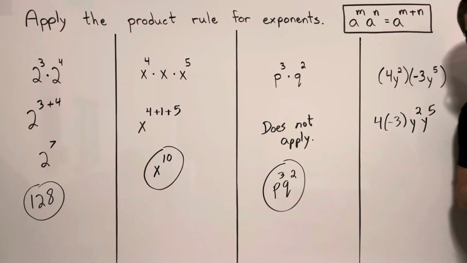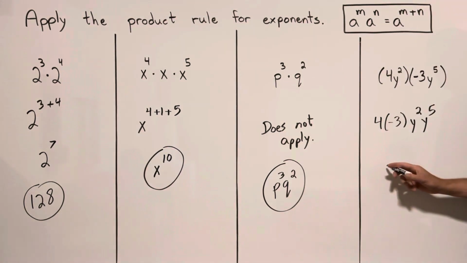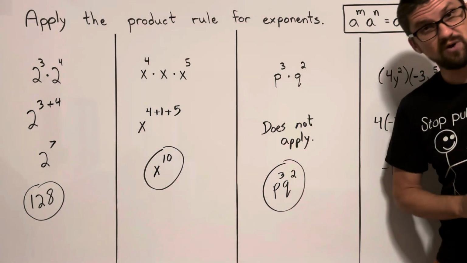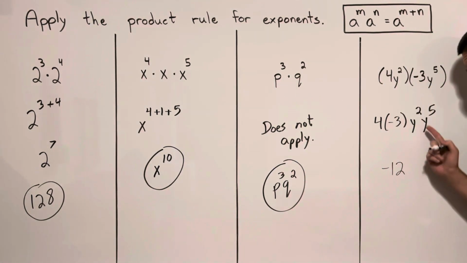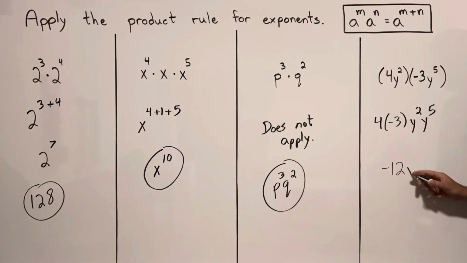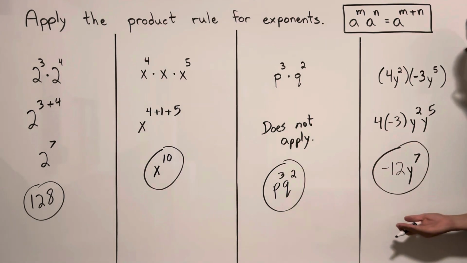So 4 times negative 3 gives you negative 12. And y squared times y to the 5th. They're the same bases, so you just add the exponents. 2 plus 5 is 7. So you get negative 12 y to the 7th power. There you go.